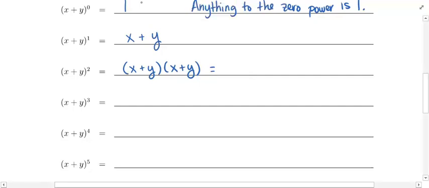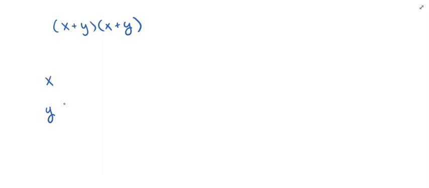Or you can use the box method. I typically prefer the box method. If you're doing x plus y times x plus y, you make a box out of it. You take this first piece here and you make a column out of it. So x plus y, and the signs are important. Everything is positive here, but if you had a negative term, you would take the negative sign with it.